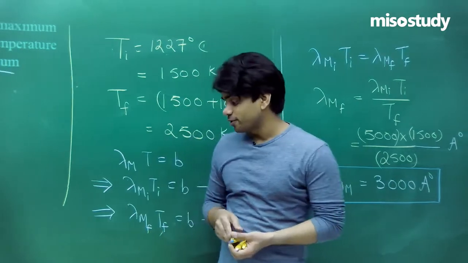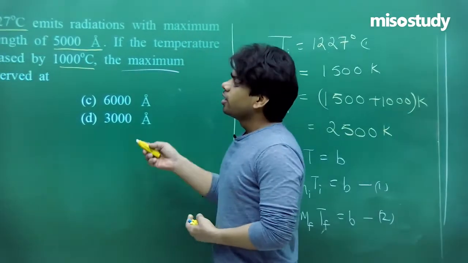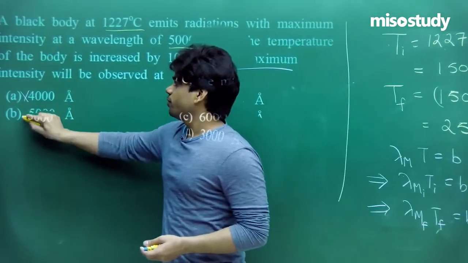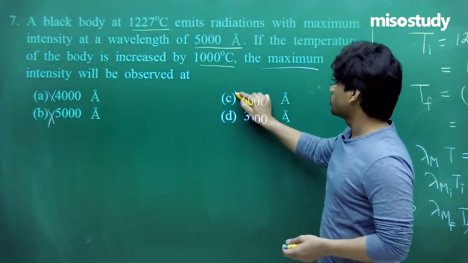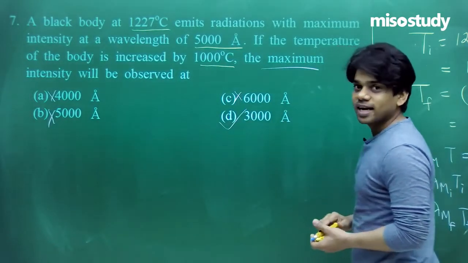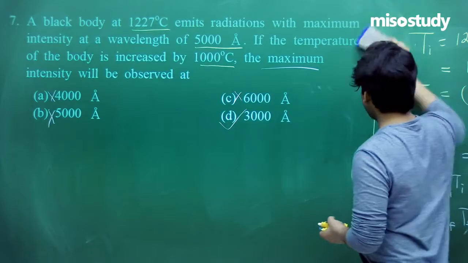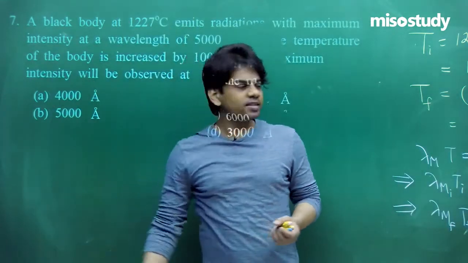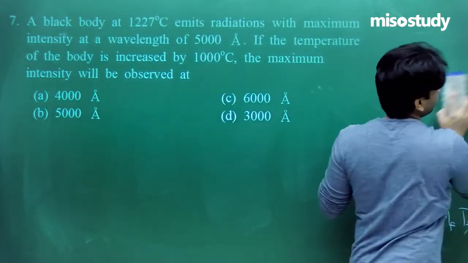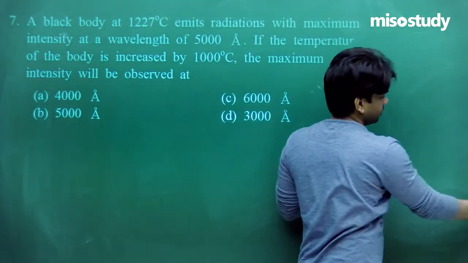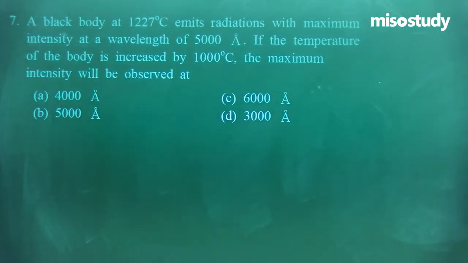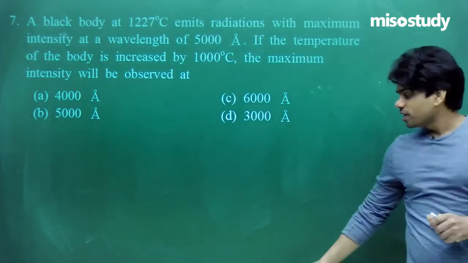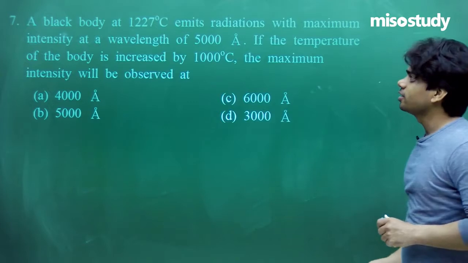Let's go ahead and check which option is matching. A, 4000, no. B, 5000, no. C, 6000, no. And D, 3000 angstrom. That's the right answer for this. Very simple question. We have to use Wien's displacement law accordingly for this question. Next question of the class, question number 8.